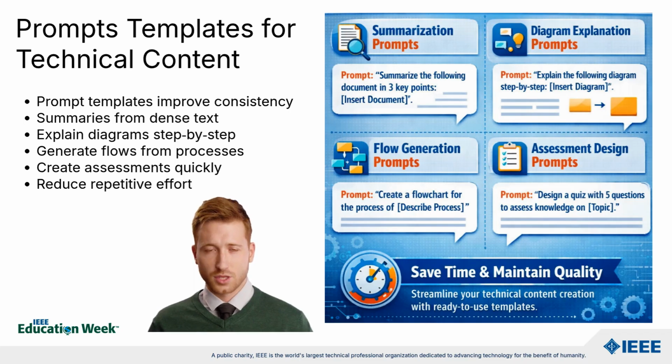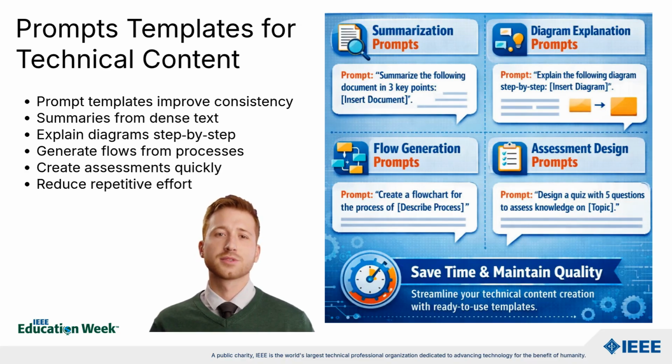First, summarization prompts, which help distill large volumes of information into concise key points. Instead of manually rewriting dense material, you guide the AI with a clear instruction, such as summarizing a document into 3 main ideas. Second, diagram explanation prompts, which break down complex visuals step by step. This is especially valuable in technical training where clarity, sequence, and accuracy are critical.